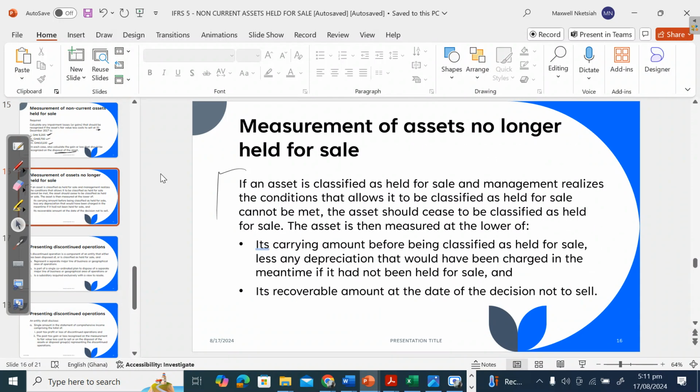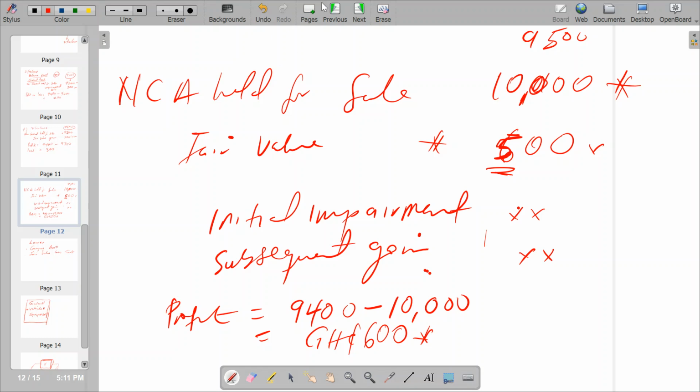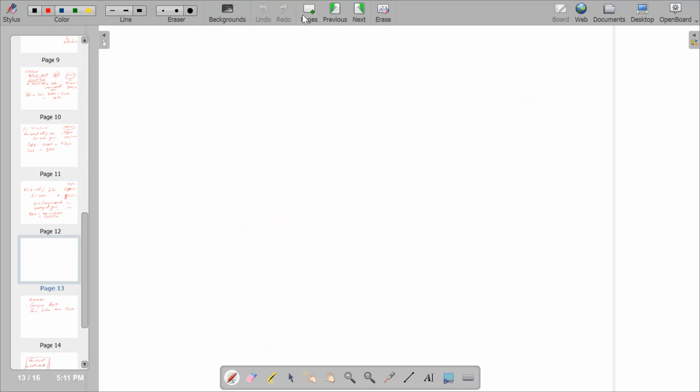Okay, we are at measurement of assets no longer held for sale. Okay, let's say we have decided to sell an asset, and for some time we didn't get a buyer, so we have decided to reclassify it back to non-current assets. So in that case, how do we treat it? So we are moving it from held for sale back to non-current assets. So how do we treat it?